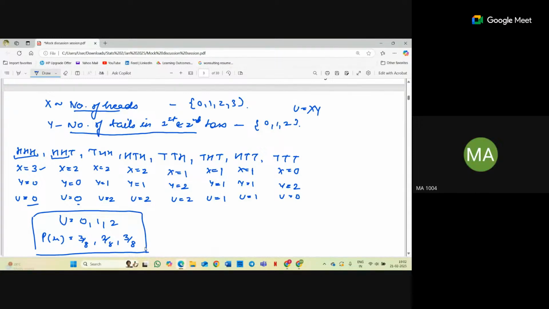Now y is stating the number of tails in the first and second toss. In this question, we are tossing it 3 times, right? It is saying that in the first and second toss, it should be tails. If you see here, this is the first toss, this is the second toss, and this is the third toss. So the first and second toss is head, not tails.